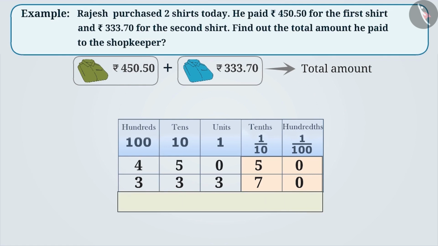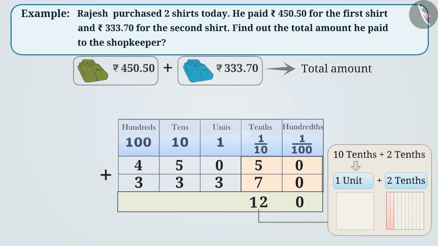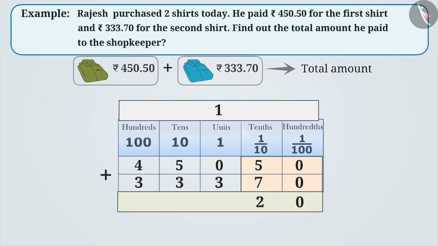To add the numbers, we must first move from right to left. 0 plus 0 is equal to 0. 5 plus 7 is equal to 12. A group of 1 unit can be formed from 12 tens, which can be added in the units place. The remaining 2 will be written in the tens place. 0 plus 3 is equal to 3, and adding the carried over 1 results in 4. We must write this in the units place.